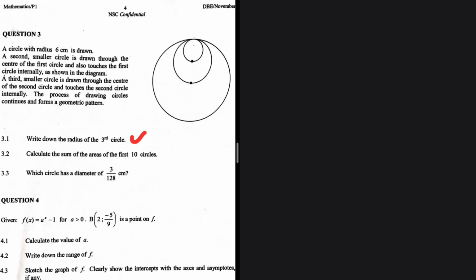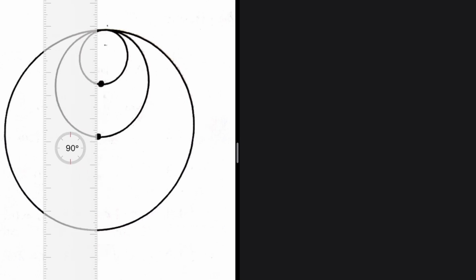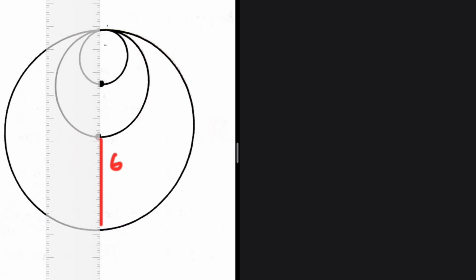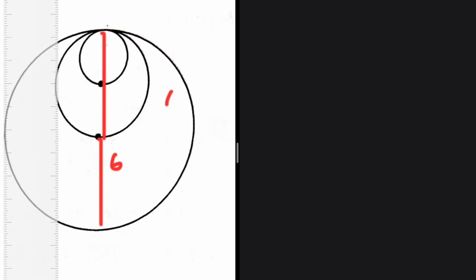Back to our question. What does it say? Write down the radius of the third circle, and that is for 2 marks. Okay, we can do it the easy way, conceptualizing. Let's go ahead and take a look at that. So we know fully well that the radius of the biggest circle is 6, right? So we have 6 there, and we have 6 right there. So that is also 6, okay?